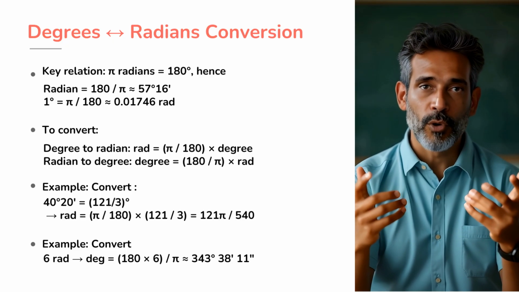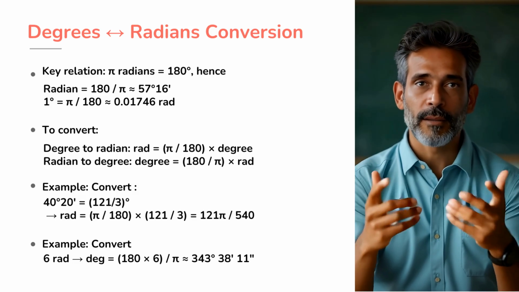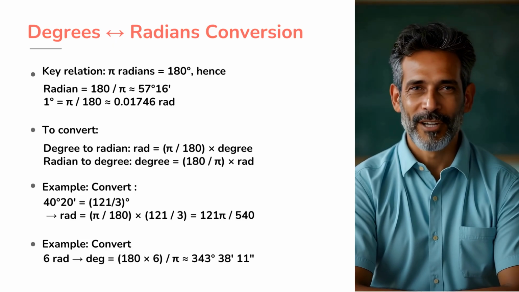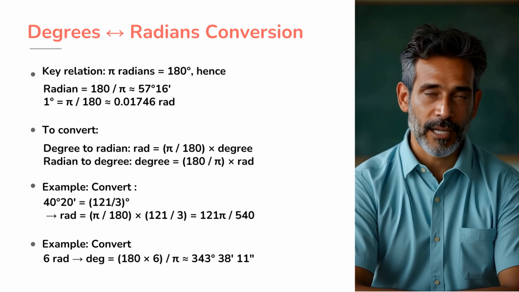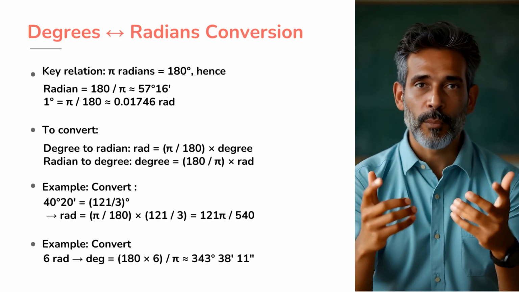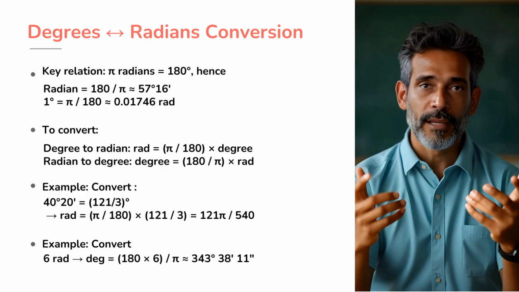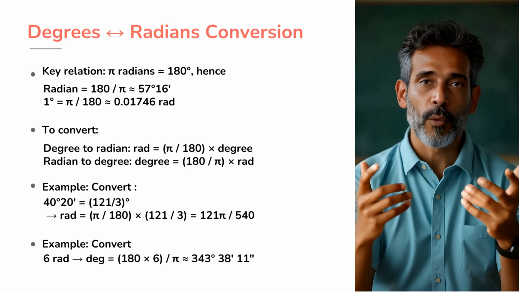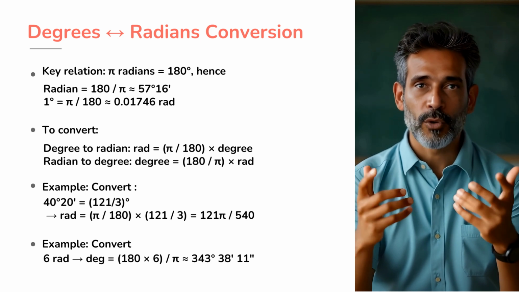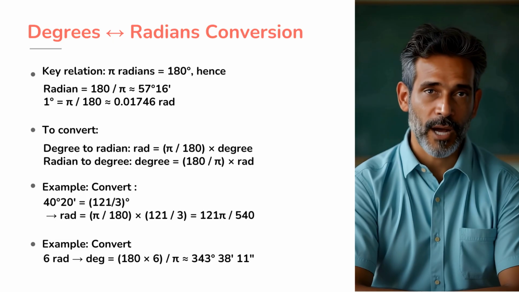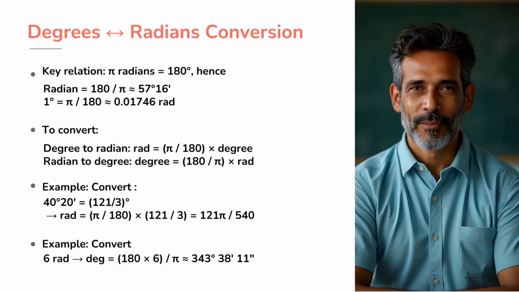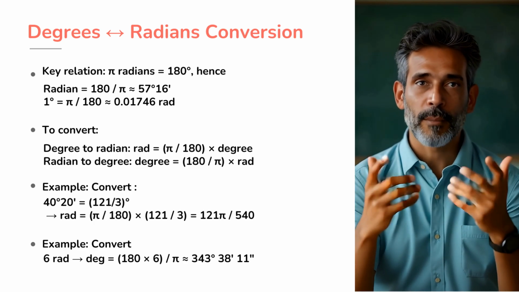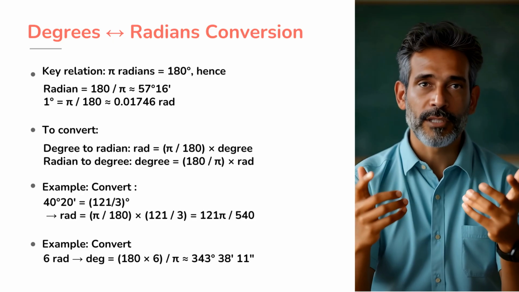First, let's convert 40 degrees 20 minutes into radians. First, let's convert 40 degrees into radians. 40 degrees is pi divided by 180 multiplied by 40, which gives 2 pi over 9 radians. Now, let's convert the 20 minutes part. 20 minutes is pi divided by 180 multiplied by 20 divided by 60, which gives pi over 540 radians. So, 40 degrees 20 minutes is 2 pi over 9 plus pi over 540 radians.